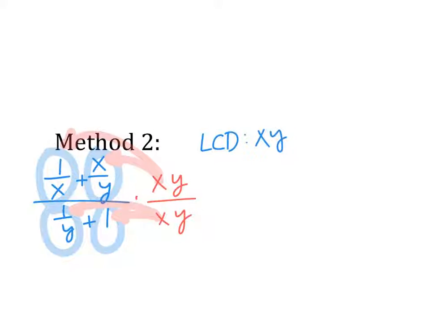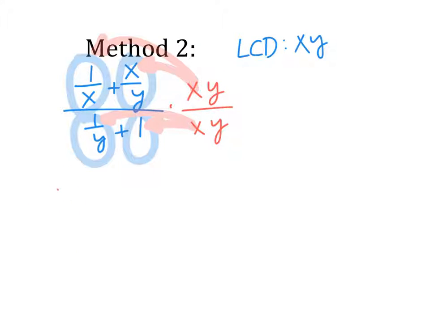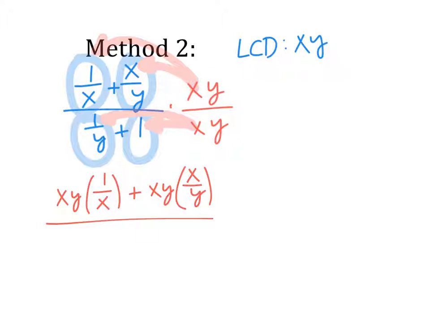Okay, so what essentially this looks like is xy times 1 over x plus xy times x over y over xy times 1 over y plus xy times 1. Okay, obviously you're not going to write this out every single time. The reason to do method 2 is to take a shortcut, so you don't want to write out the distribution. The first time, I'm going to show you how to do it.